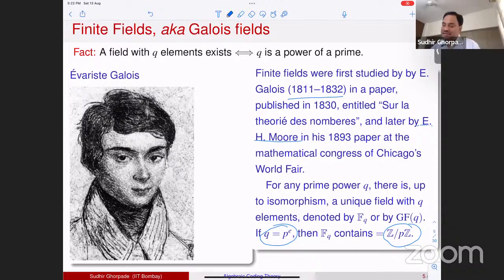Anyway, that's just an aside. So I'm going to use the notation F_q to denote a finite field with q elements.